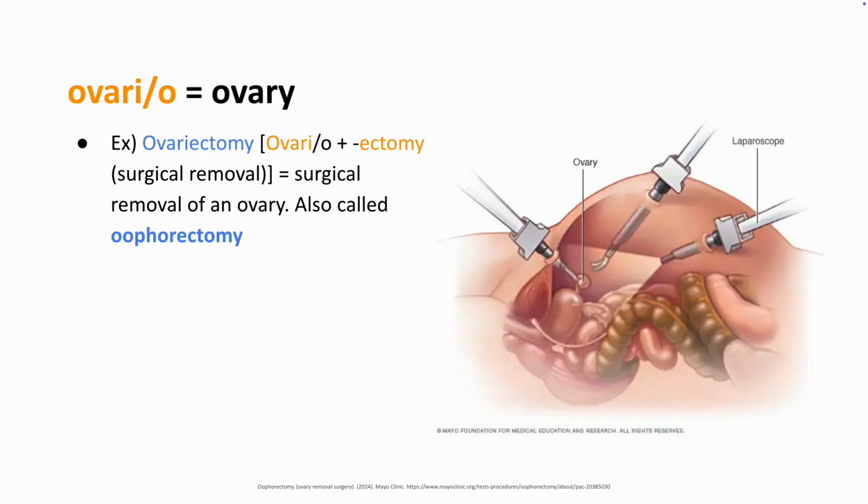Ovario is a combining form that means ovary. So ovariectomy, when you remove only the ovary, it's ovariectomy. Ovario plus ectomy, surgical removal. Surgical removal of an ovary. And as it was the case in the previous slide, it can also be called oophorectomy.